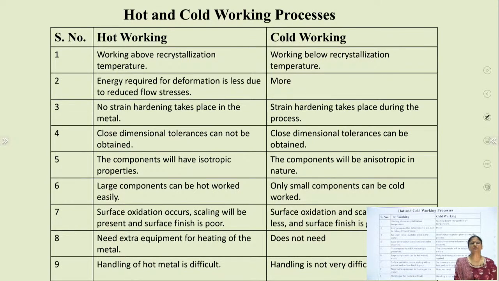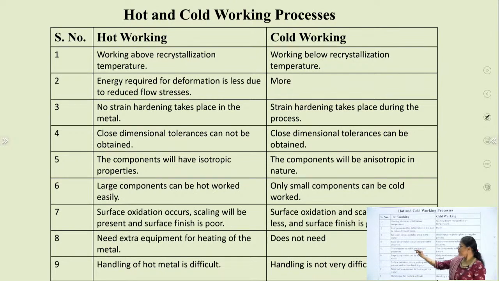In hot working, no strain hardening takes place in the metal because there is recrystallization after the deformation due to the higher temperature. But in cold working, strain hardening takes place during the process, which increases the strength and hardness of the material. So yield strength and tensile strength increase and the ductility decreases in cold working. When we do hot working, we cannot obtain close dimensional tolerances, whereas close dimensional tolerances can be obtained by the cold working process.